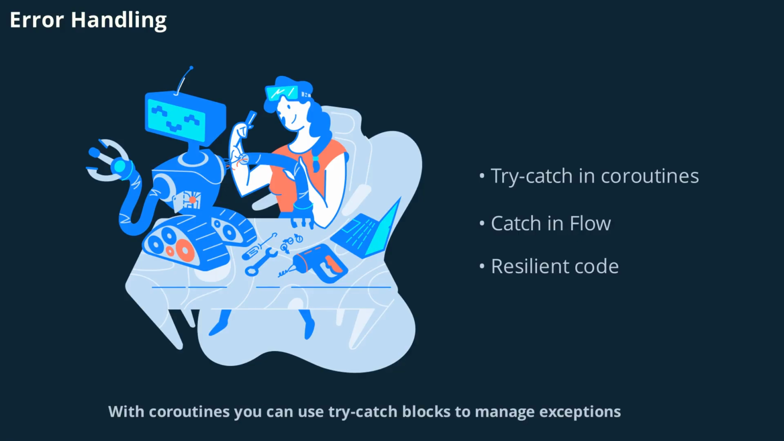With coroutines, you can use try-catch blocks to manage exceptions. Flow offers operators like catch and onEach to handle errors gracefully within streams. Understanding these tools helps you build resilient applications.